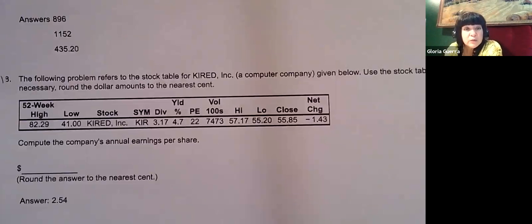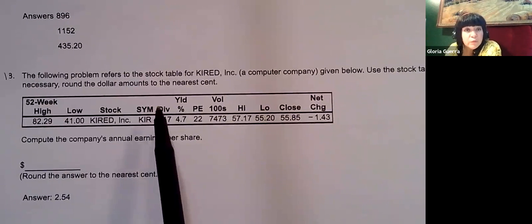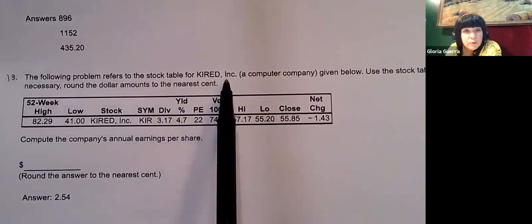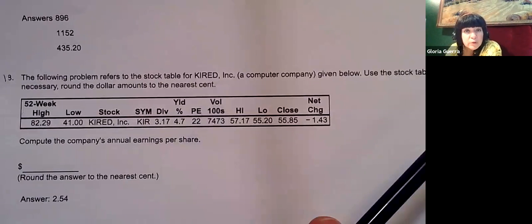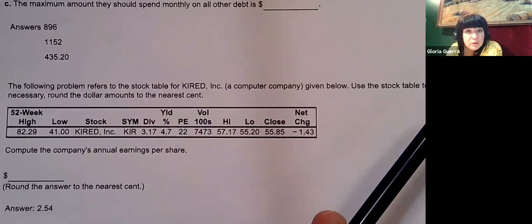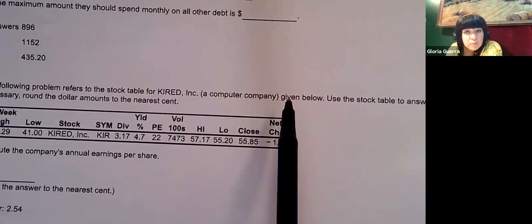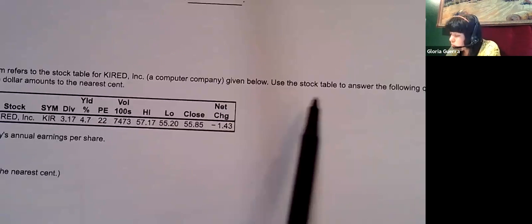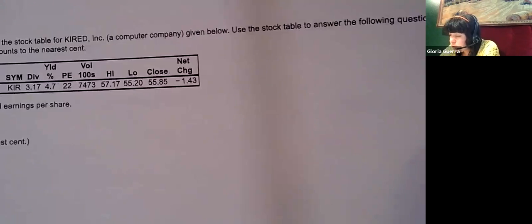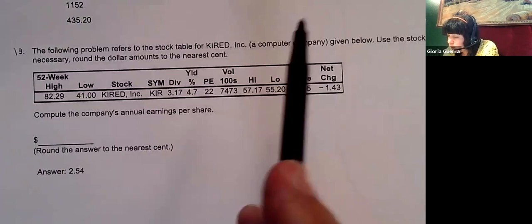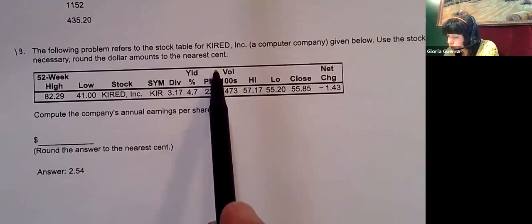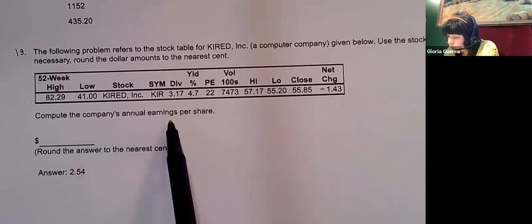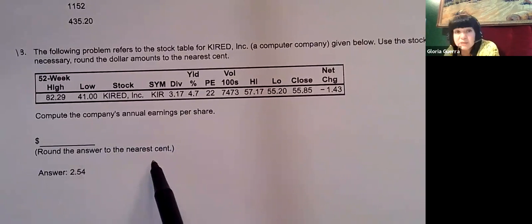Here's 18. So the following problem refers to a stock table for this incorporated company. So I'm not sure I pronounced that, Cured, a computer company. Use the stock below to answer the following questions. Where necessary, round the dollar amount to the nearest cent, the hundredths place. They want us to compute the company's annual earnings per share, round to nearest cent.